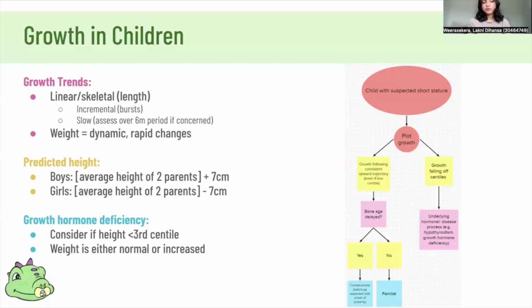Okay. And in terms of predicted height, sometimes you might be asked to calculate the predicted height of a child. For patients assigned male at birth, you calculate the average height of both parents and add 7 centimeters. And for patients assigned female at birth, you calculate the average height of both parents and subtract 7 centimeters. And specifically for growth hormone deficiency, you want to consider if the patient's height is less than the 3rd centile, and their weight is either normal or decreased.